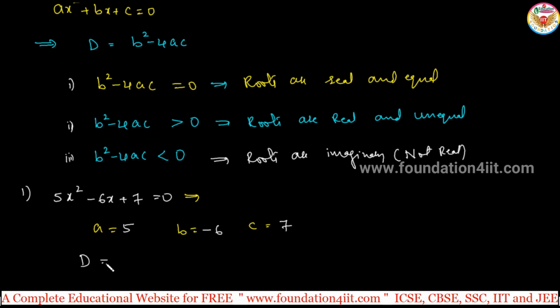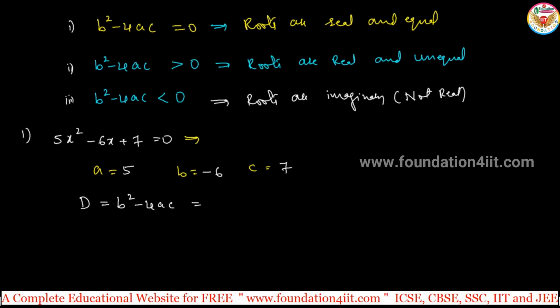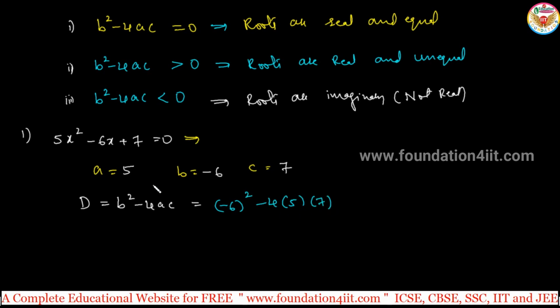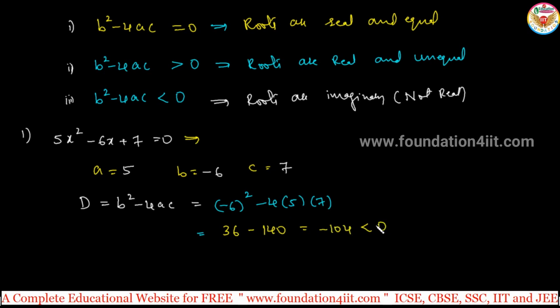We have to find the discriminant, that is b square minus 4ac. According to this problem, b is minus 6, so minus 6 whole square, minus 4 into a c, with a value 5 and c value 7. So minus 6 whole square is 36, minus 4 into 5 is 20, again into 7, so 140. Now this value is minus 104, which is obviously less than 0. So we got D value less than 0.